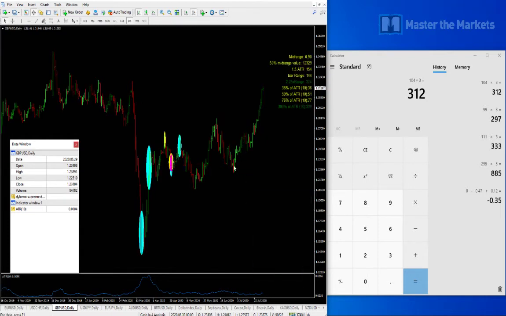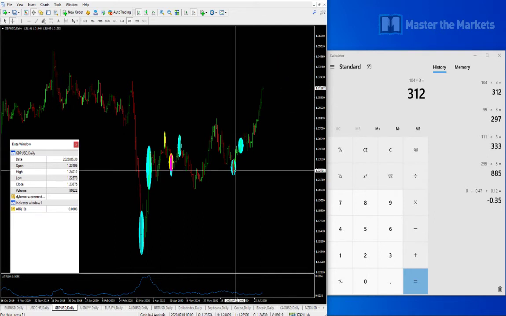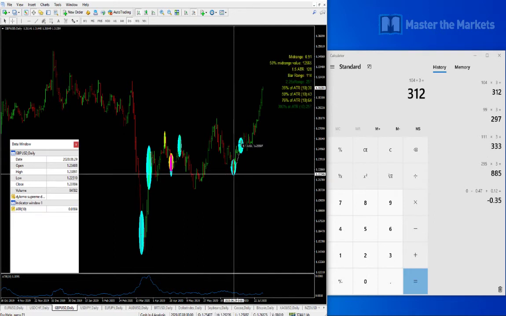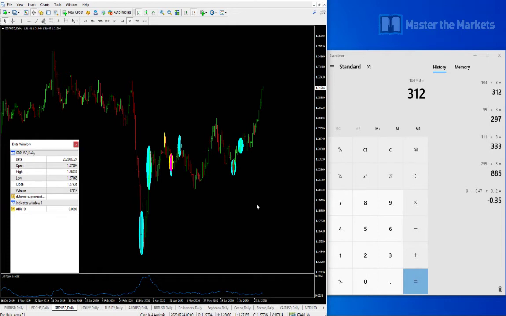It's frustrating, my ellipse has disappeared. There it is. Right. And it was this bar, 312 takes us to that point. Yes, there you go. So that's when the current confirmed swing low has occurred just there. Okay, so that's pretty much it in terms of this video.